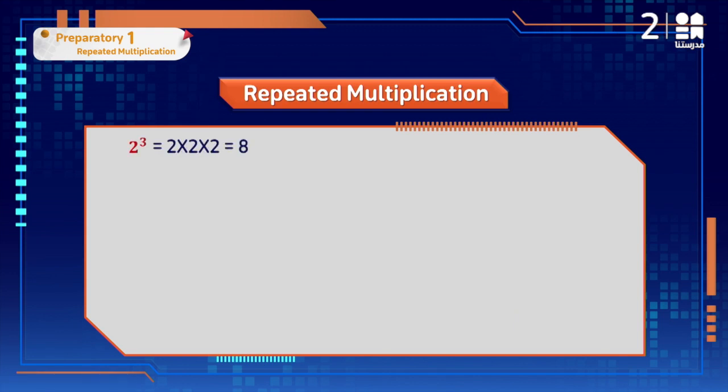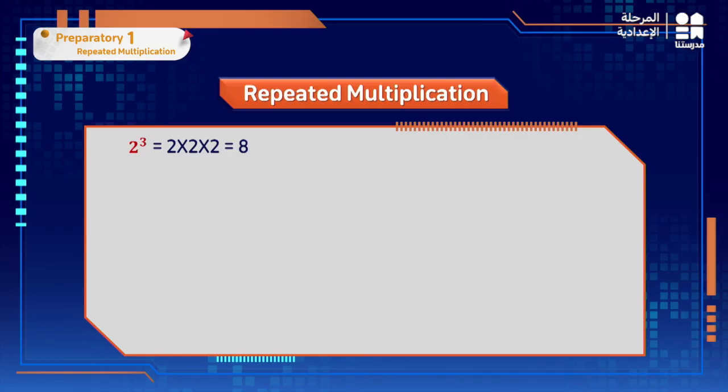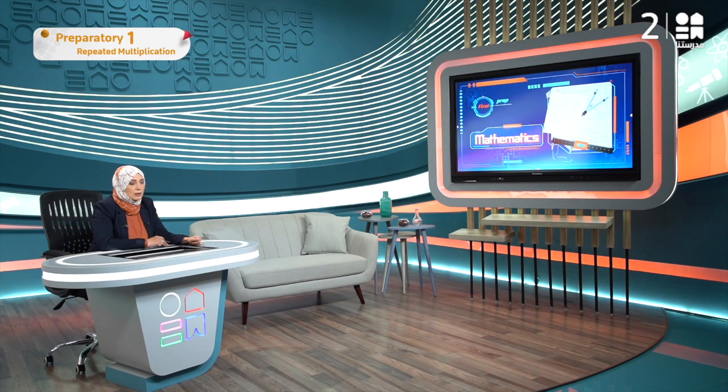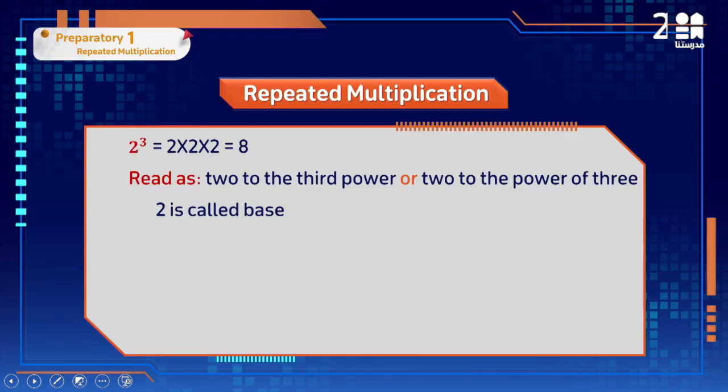Here, repeated multiplication means, for example, 2 to the power of 3 is 2 times 2 times 2, which is 8. How can we get 8? 2 times 2 is 4, then multiply 2 again, 4 times 2 is 8. How can we read it? 2 to the third power or 2 to the power of 3. So the exponent means repeated multiplication. And here in this case, 2 is called base and 3 is called exponent.